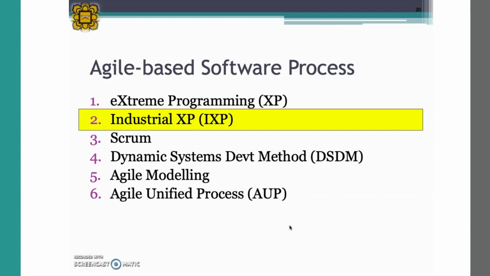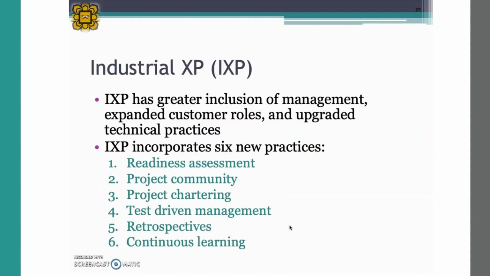The following Agile-based software process model is Industrial XP. So Industrial XP is more towards managing the project, and also focuses more on, I would say, umbrella activities, okay? Like readiness assessment, project community, project chartering, test driven, retrospective, and continuous learning.